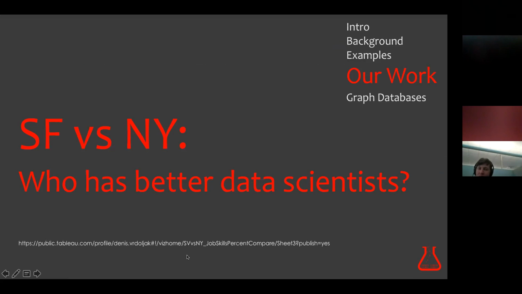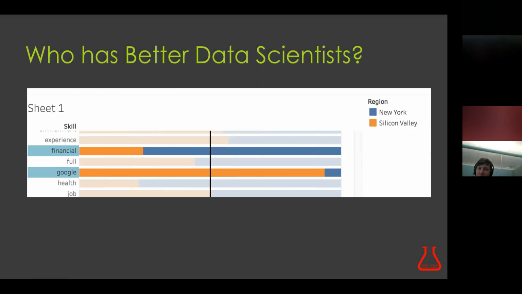Next slide. So here you can see a couple of examples. In New York, you see a lot more emphasis on financial because of all the financial institutions there. Whereas in Silicon Valley, you see a lot more emphasis on Google technologies. Next slide.